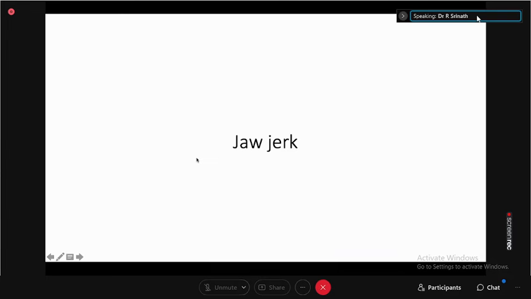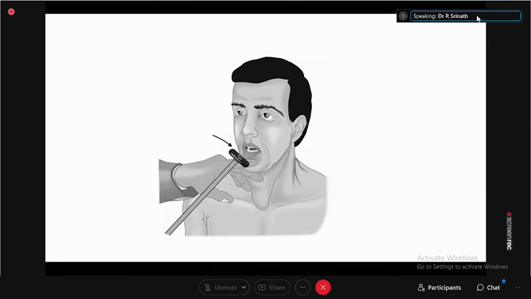The jaw jerk is one of the tests which is supposed to be not very reliable, but it has its own significance. The individual is asked to open the mouth slightly, and then from above in a downward direction, the patellar hammer is hit on the finger, and the normal movement is a slight closure of the mouth, which may be absent in normal individuals also, but if it is exaggerated, it has a very important significance.